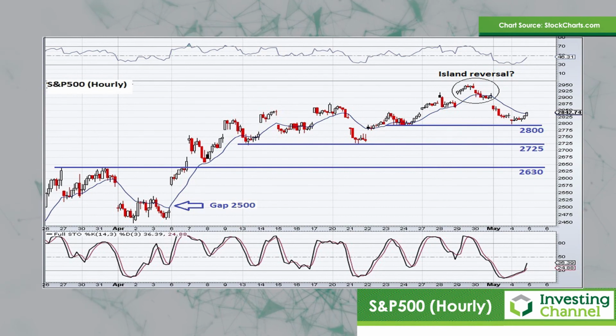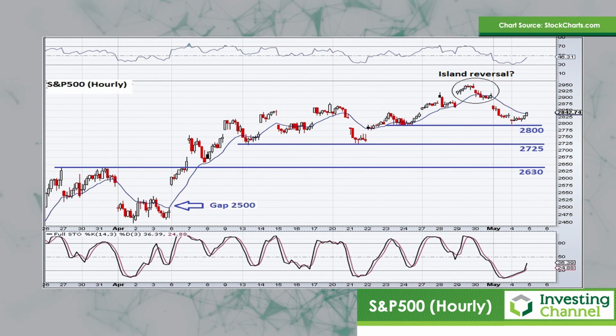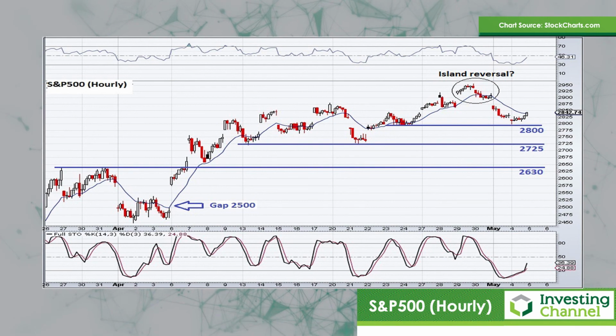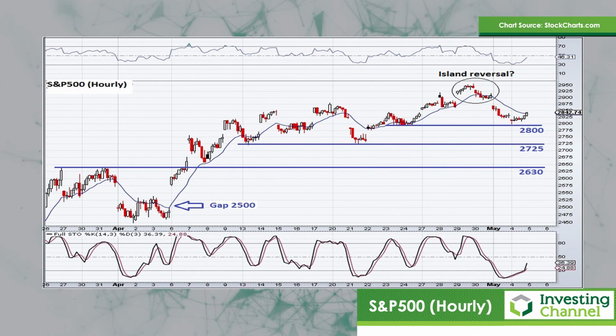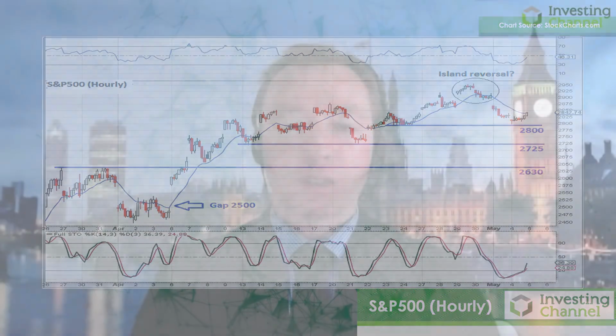Below that, 2725 would be your next lateral support, and if that goes, then your next support would come in all the way down at 2630. Below that, there's a gap down at 2,500, but that's quite a long way away, so I don't think we're going to look at that just yet. But for the moment, I think keep an eye on those support levels that I've mentioned, as indicated on the chart.